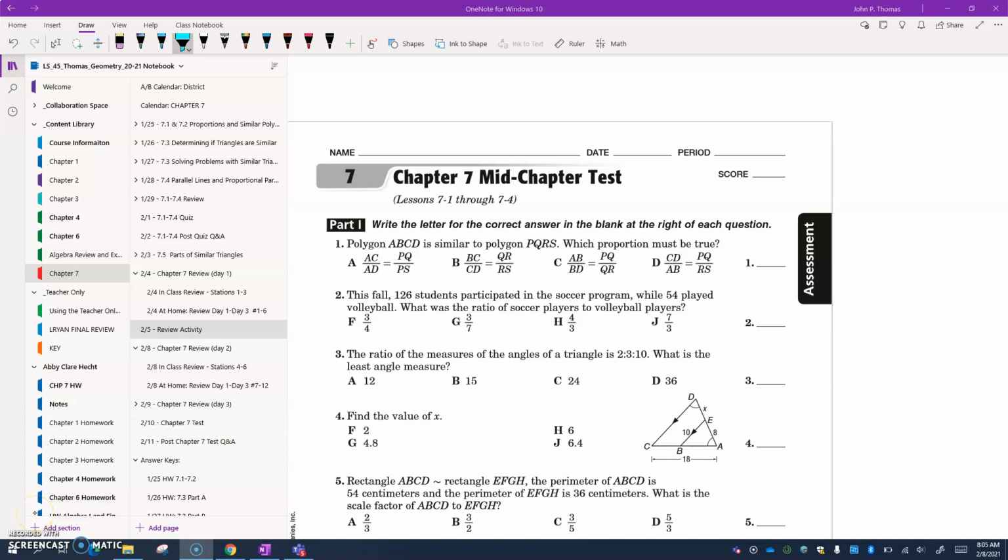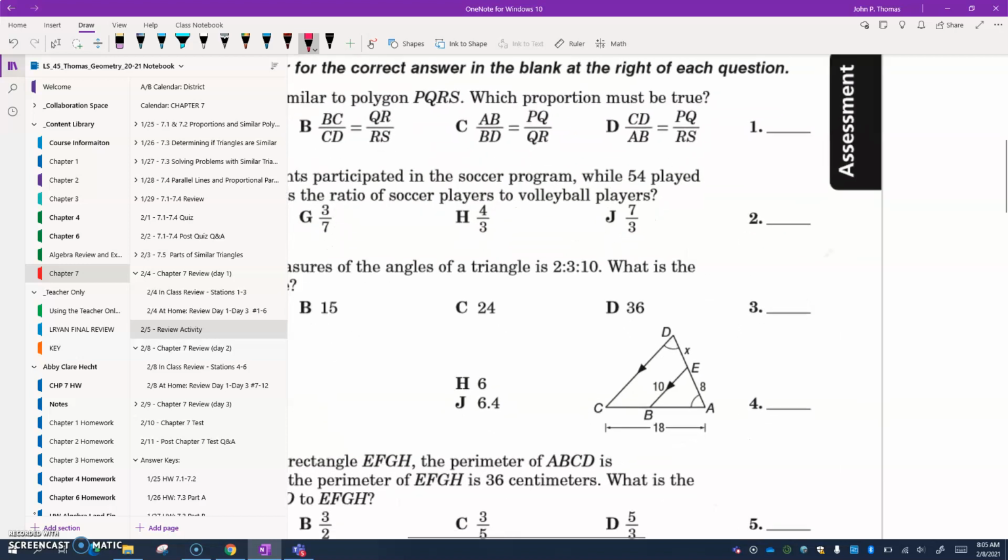All right, so I wanted to work through a couple of the problems from the review that you had on Friday. Number 4 was definitely the most commonly missed problem, so we're going to start with that one. On number 4, it says find the value of x, and we've got this triangle over here.